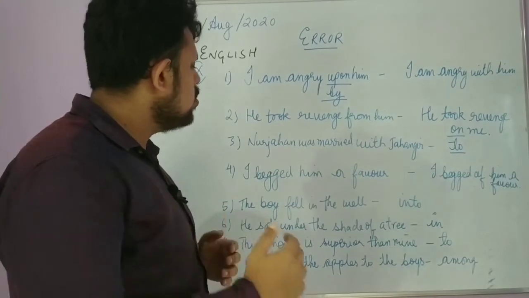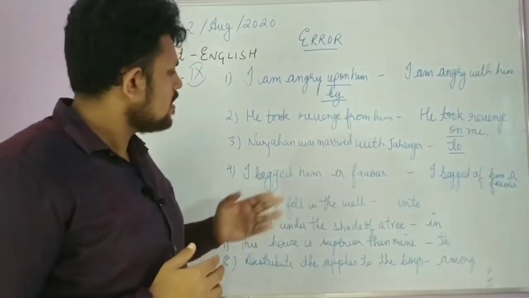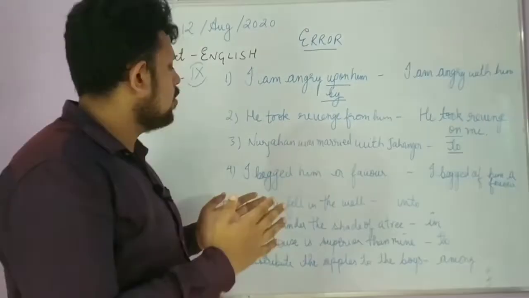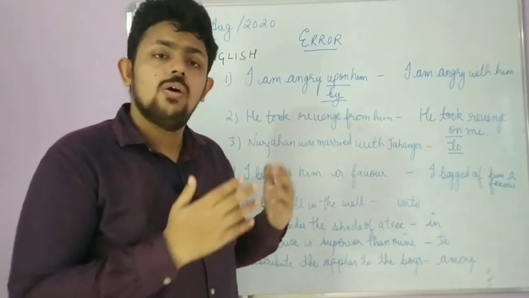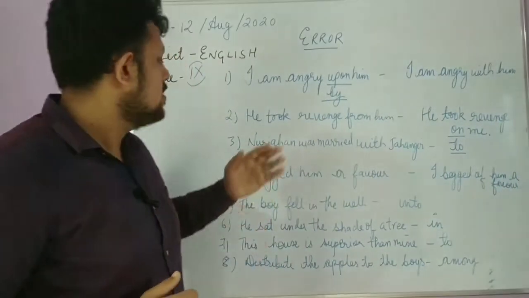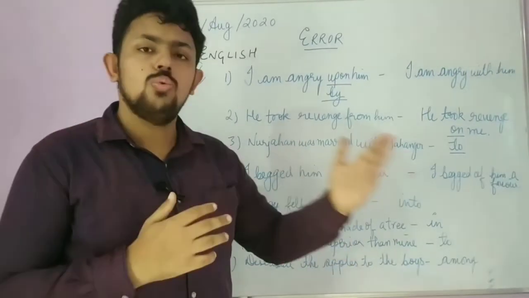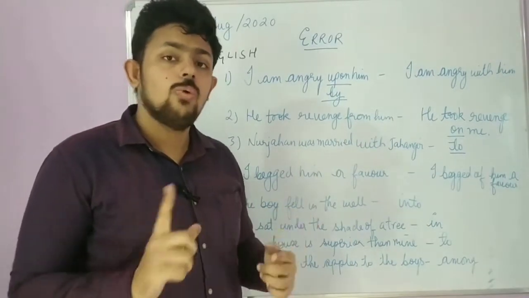Third, Noor Jahan was married with Jahangir. So we say that she was married with him. She was married to him. The right use is to him. Noor Jahan was married to Jahangir. Jodha was married to Akbar, not with Akbar.